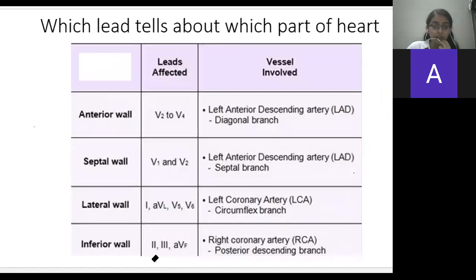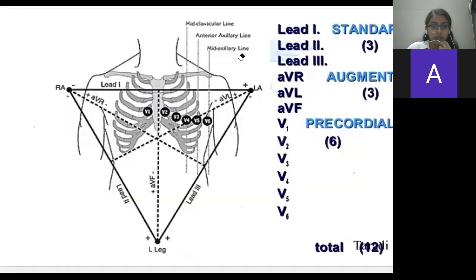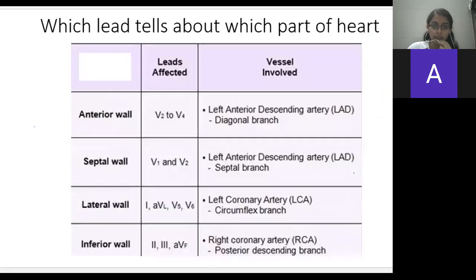The inferior wall is covered by lead 2, lead 3 and aVF, as we can see. They are all down on the lower surface of the heart, telling us about the inferior wall of the heart.